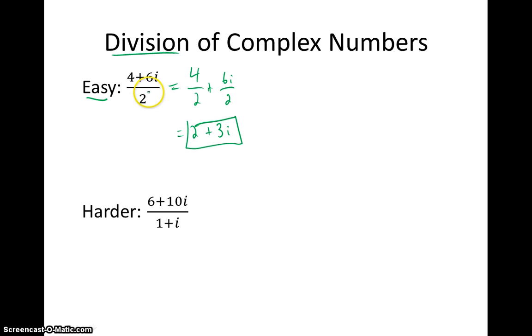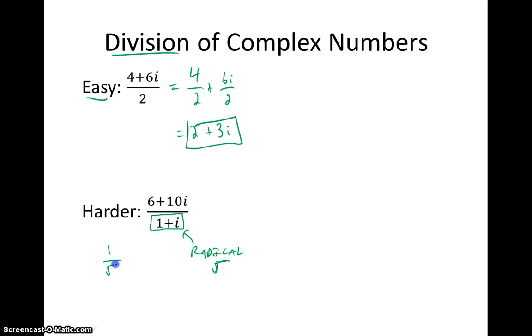So that works really well with a constant on the bottom there. We just split it across the addition sign, because you guys are used to going the other way, where you have to find a common denominator to add the tops across. But here we're just splitting it up across the addition sign on the top, with the 2 on each side. But what's harder is if we have a complex number on the bottom, because this is basically like having a radical or a square root in the denominator. And we know that's a no-no.